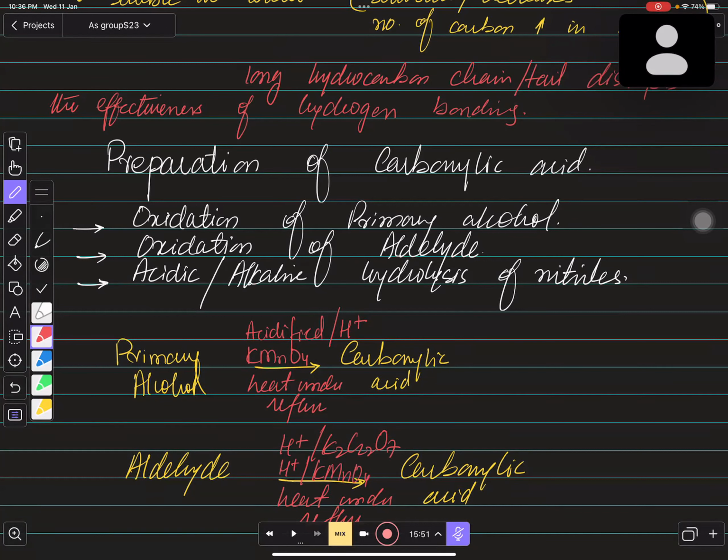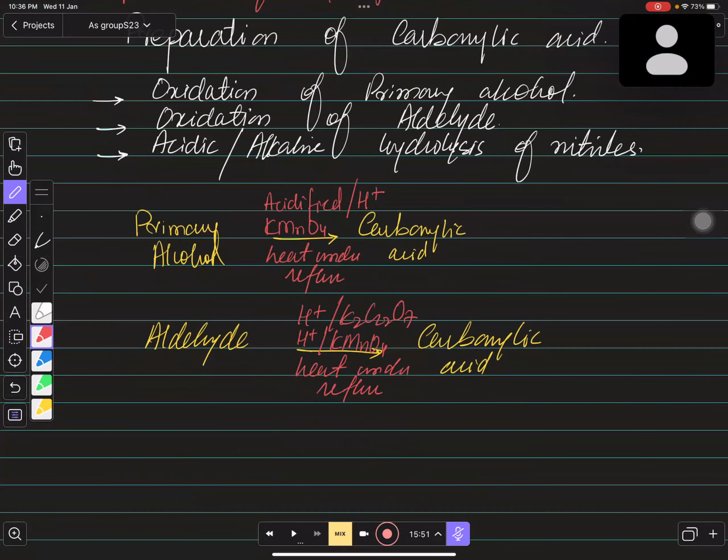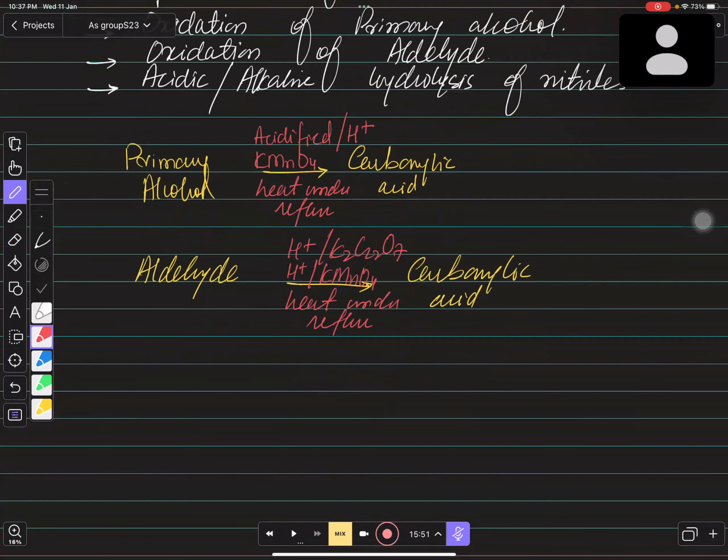So these two reactions we already talked about in the previous chapters, right? So I'm not going to talk about this further. Let's talk about the new one. The new one is: what if we have nitriles? Nitriles can be converted into carboxylic acid.